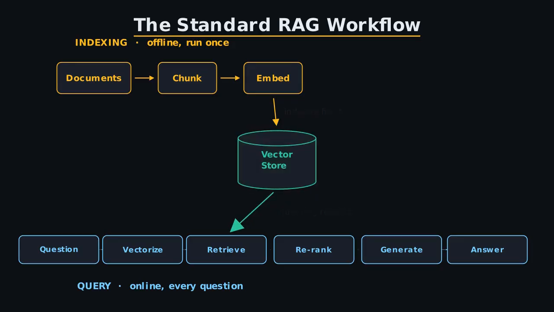Both pipelines meet at one shared place, the vector store. Indexing fills it, querying reads from it. Across the two, there are 7 steps, and we'll walk through every one.